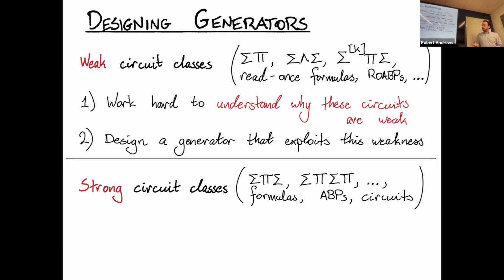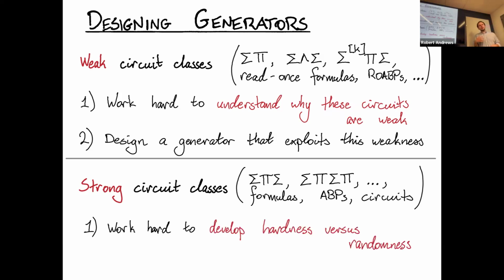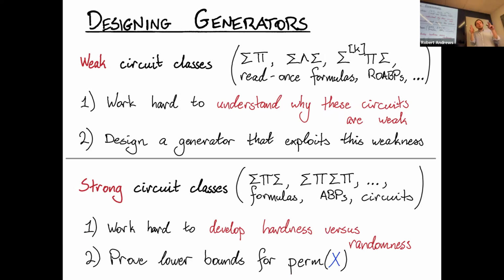So what do you do here to design a generator? Well, instead you work really hard to develop some kind of hardness versus randomness machinery. You develop some kind of theorem that says if you can prove a lower bound, then you can use this for derandomization. You can use a lower bound to design a generator. And then you just have to prove lower bounds for a hard function like the permanent.